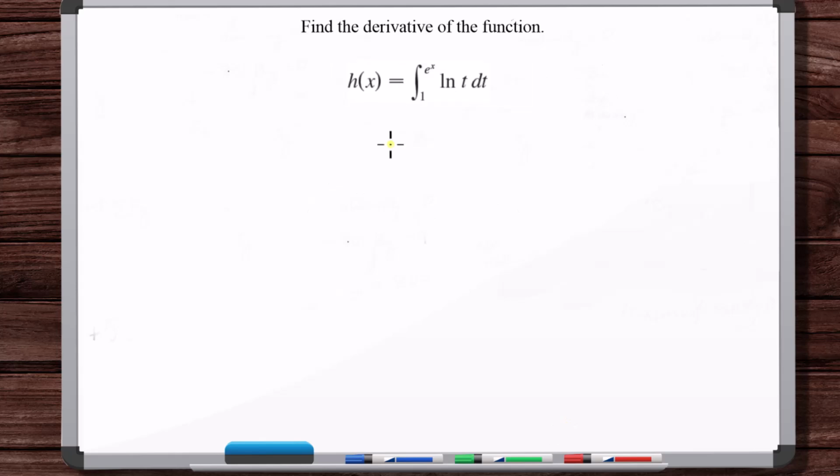All right, how do we get h prime of x here? This is a little different. This doesn't match the form of part 1 of the fundamental theorem. So what we do here is we say u is equal to e to the x. And so with that, there's h of x, right?